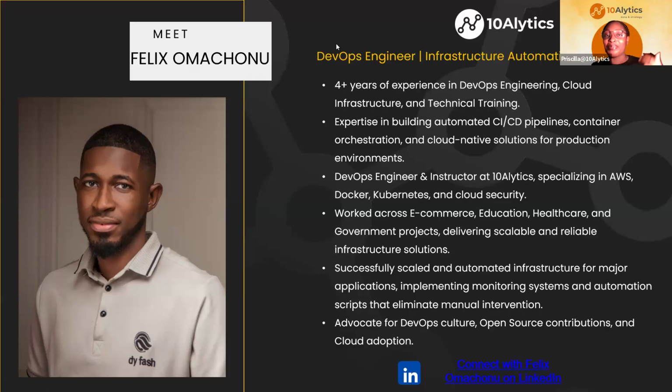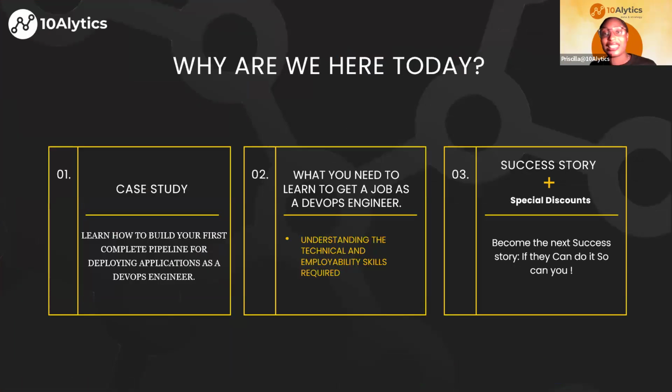So you literally pick Felix's brain today, right? You literally learn almost everything he knows about CI/CD. Okay, and basically, why are we here today? That being said about myself and Felix, what are we going to do today? So the first thing we'll do will be to learn how to build your first complete pipeline for deploying applications as a DevOps engineer. Okay, so we're not just going to delve into that. You're going to see and understand what it means to be a DevOps engineer before we teach you how to build your first pipeline for deploying applications.